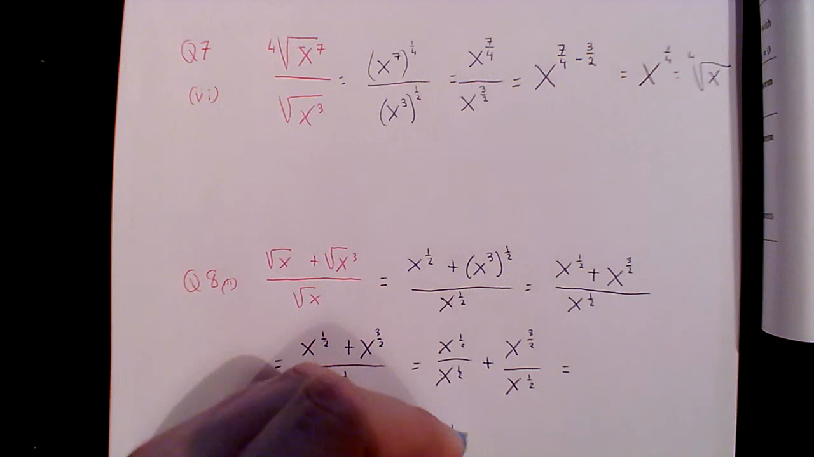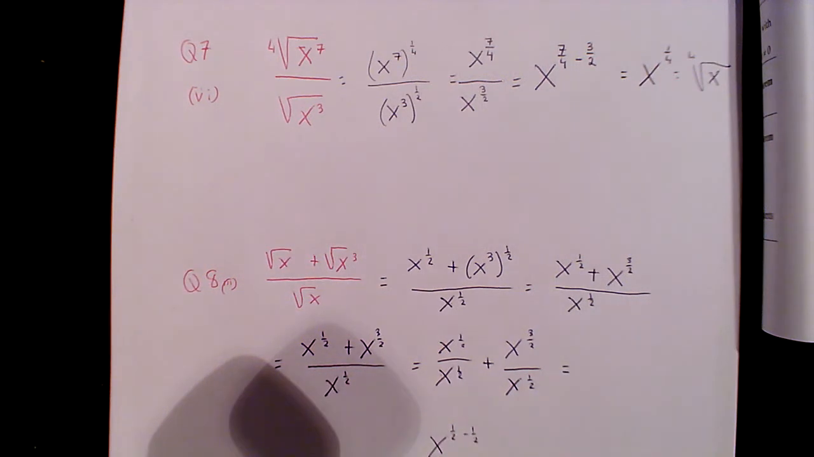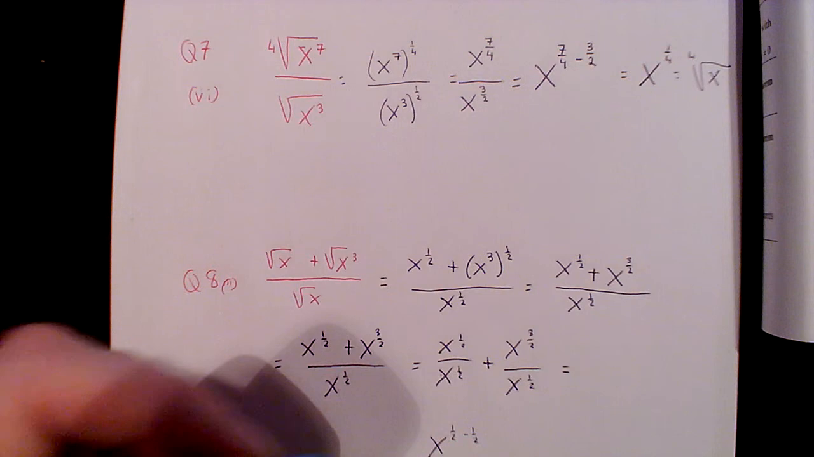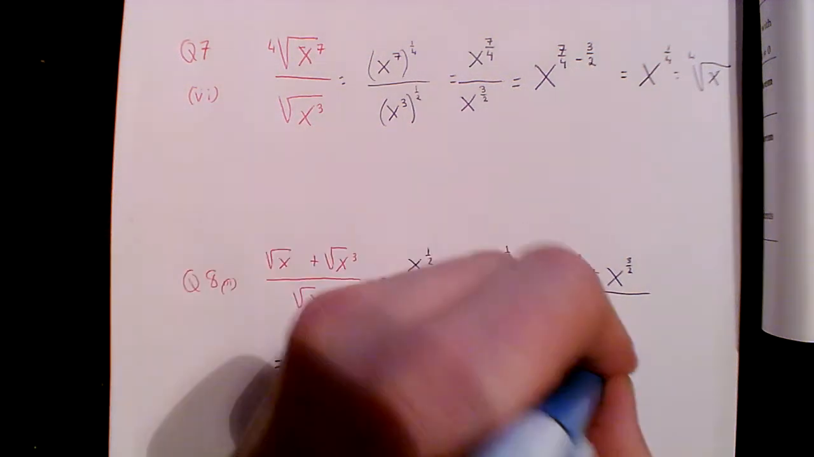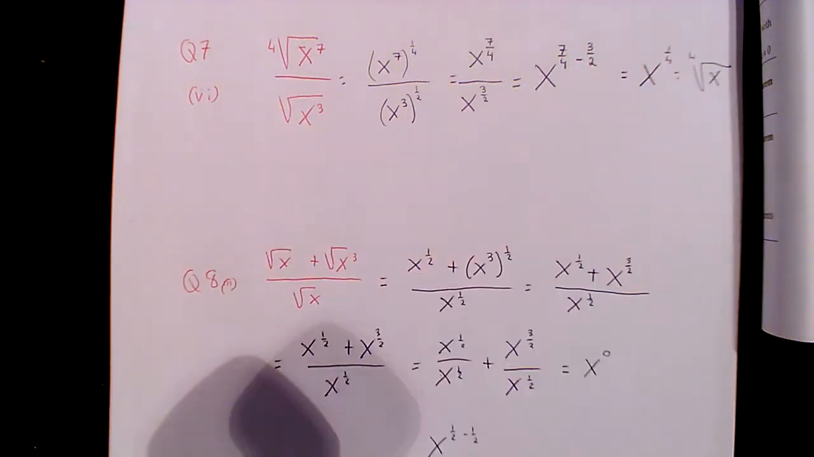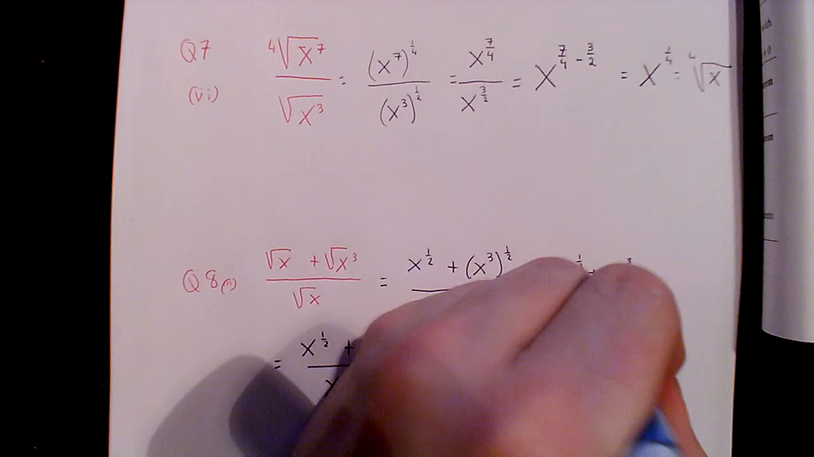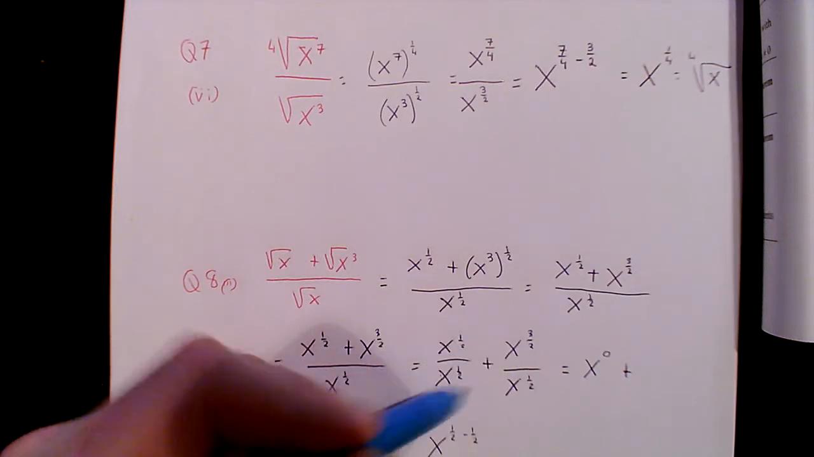Remember, when we're dividing indices, we take away the powers. So x to the power of a half minus a half. Well, half minus a half is 0, so it'll be x to the power of 0. So that's that bit done.